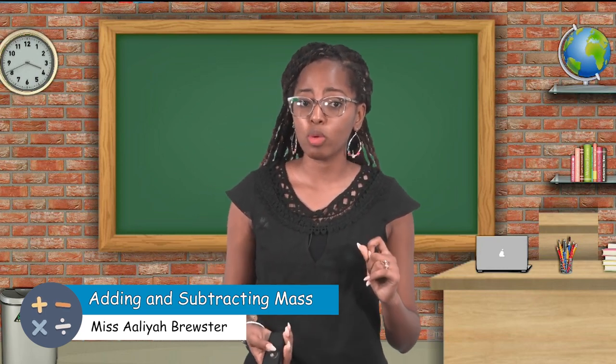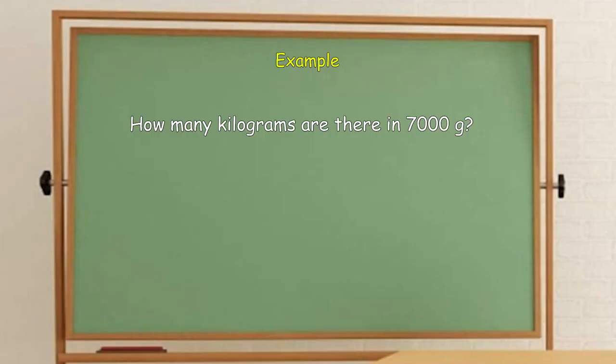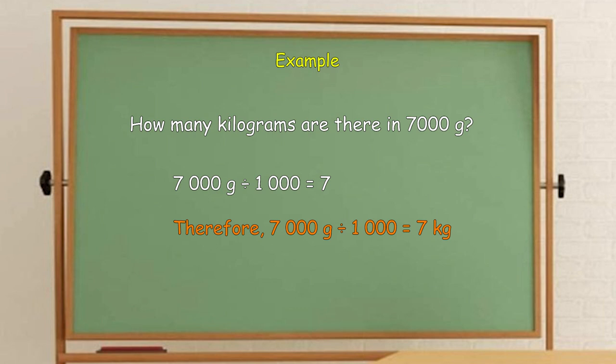Let's work some examples. The first example, how many kilograms are there in 7,000 grams? To do this, we're going to divide 7,000 by 1,000, okay? 7,000 divided by 1,000 is 7. Therefore, 7,000 grams is equivalent to 7 kilograms.